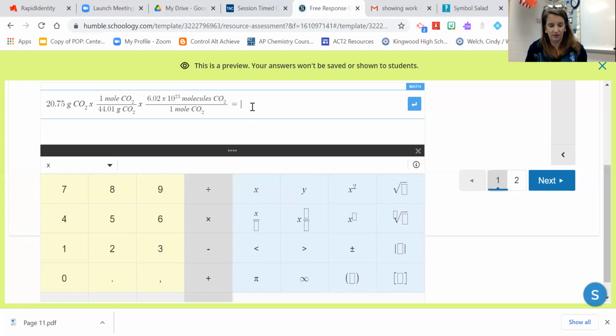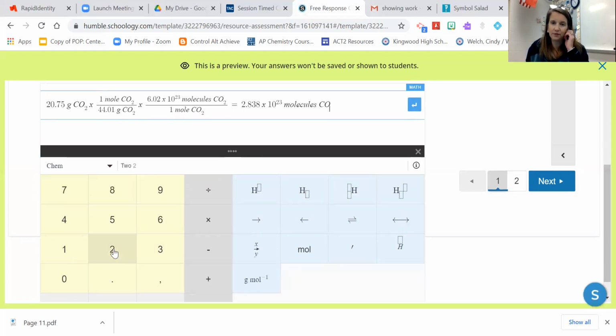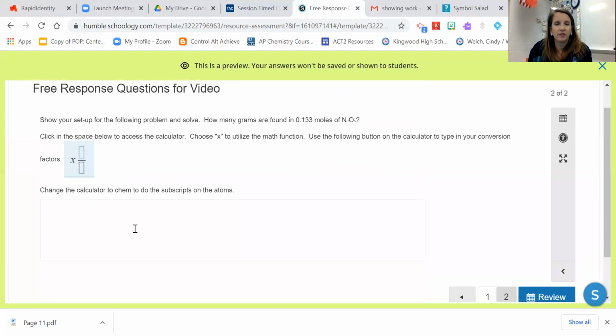So let me go ahead and plug this into the calculator. And I would get as my answer 2.838 times 10 to the, and I can use these buttons again down here as my exponents, 3. Don't forget to put your units, molecules of CO2. And that's how you would show your work. I can do my next one. It's the next example here just to show you guys.